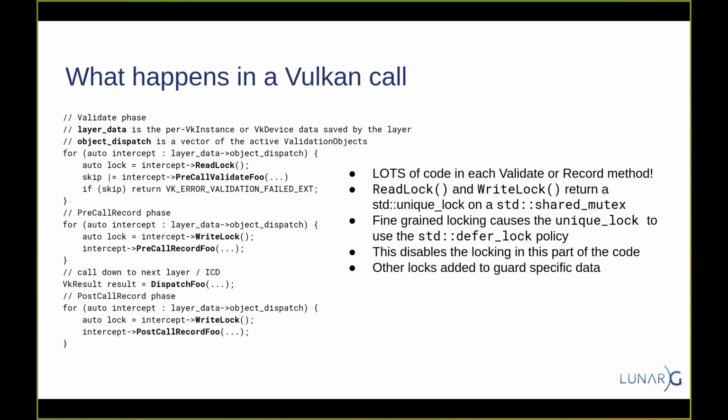And then the idea is that other parts of the code have separate locks that only protect a small section, a small critical section, and those make the validation layer thread safe, even though this lock is effectively removed.